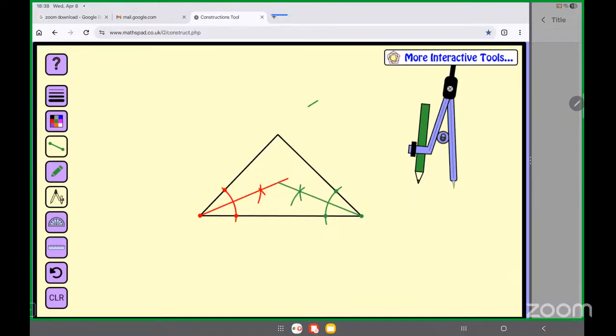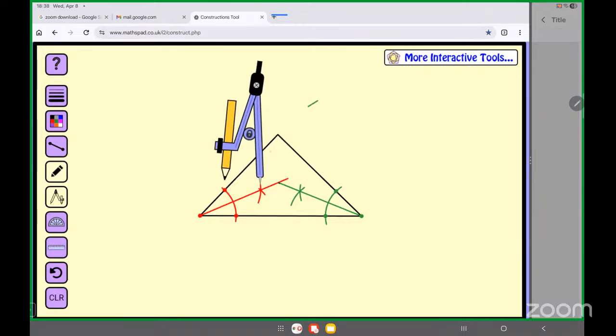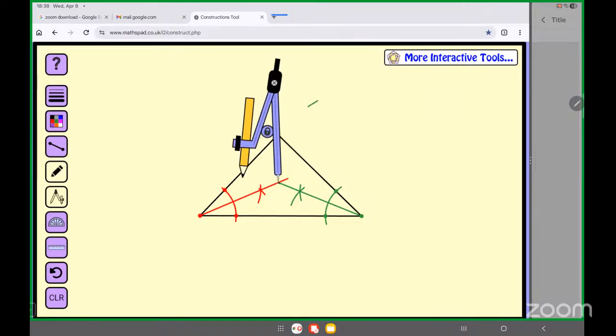That's it. See that point right there where the red line and the green line meet? That's where the center of the circle is. Center of the circle is right there. So you're going to put the compass now on that point, and you're going to have to adjust it so that it will give you a circle just touching the inner part of the triangle. All right? So adjust it.